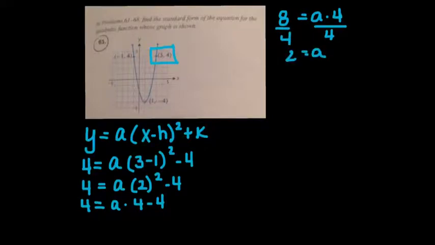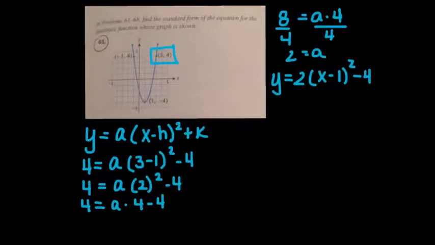Now that I know that a is 2, I can rewrite that vertex form of the function, but instead of just the a by itself, I can plug in my value of 2. So that gives me y equals 2 times the quantity x minus the x-coordinate of the vertex, so that will be x minus 1, quantity squared, and then I still have that minus 4 to represent the y-coordinate of the vertex. The 2 is what we calculated.